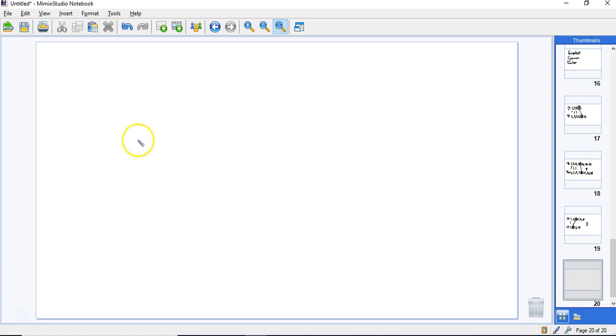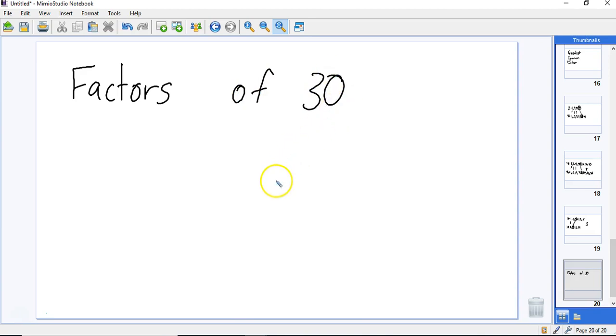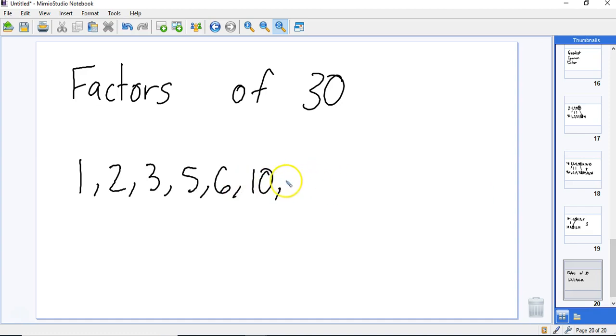So for the next problem, you're just going to list the factors of 30. All right? So you've got 1, 2, 3, 5. 5 times 6 is 30. 3 times 10 is 30. 2 times 15 is 30. And then 1 times 30 is 30. That will get you a check mark, okay? Those are all the factors of 30.